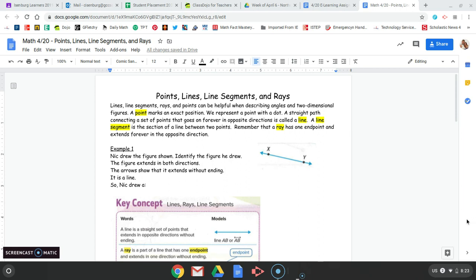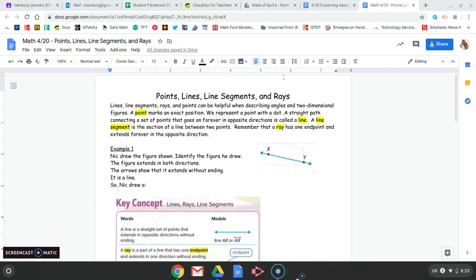Make sure that you have opened up the document called Points, Lines, Line Segments, and Rays, because that's what we're going to be using for our lesson today. So you actually will not need your math book at all today. So if you went ahead and got that out, you won't need it. But I would keep your notebook out in front of you in case you want to take any notes.